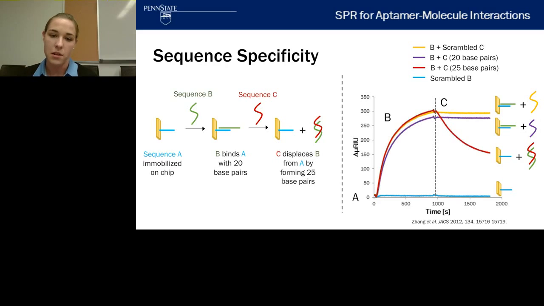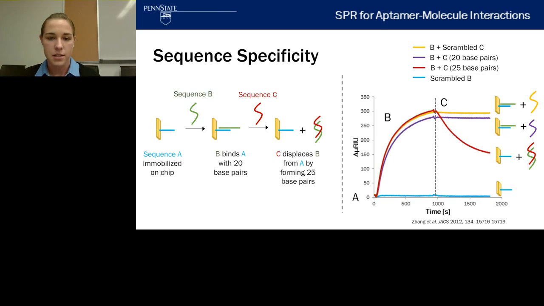with 20 base pairs. And when we look at the sensorgram on the right, we can see that sequence B is able to bind in situations when the sequence has not been altered, but when the sequence has been scrambled or the order of the nucleotides has been randomized, we can see the blue signal showing that very little binding is occurring. So the sequence specificity is very important in this case.